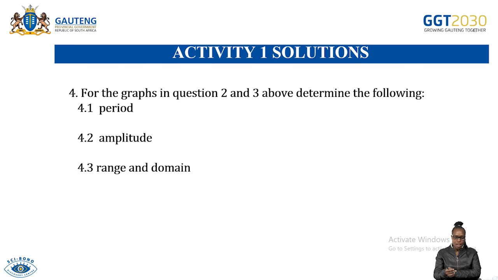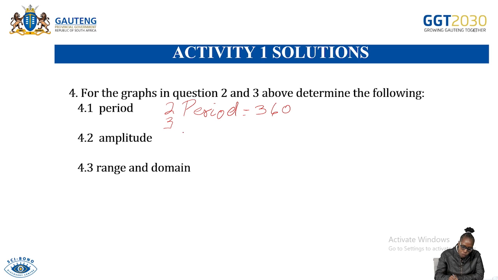Okay. Now, looking at the period of both graphs, at number 2 and at number 3. If you look at number 2, I was having the cos graph. So the period at number 2 is still 360. And the period at number 3 is what? Is still 180. Remember I said the period is not changing. At number 2 is still 360. And at number 3, the graph that I was plotting is 180.